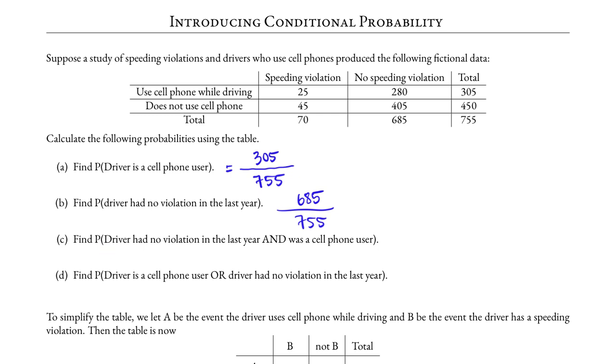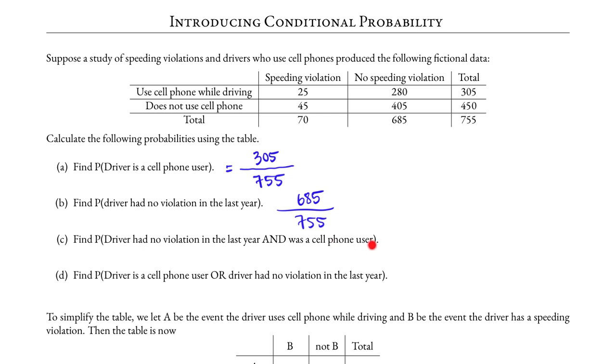Part C. Find the probability that the driver had no violation in the last year and was a cell phone user. We're looking for the intersection, what they have in common. What they have in common is no speeding violation, in this column here. But there are three numbers from this column. Which one should we choose?